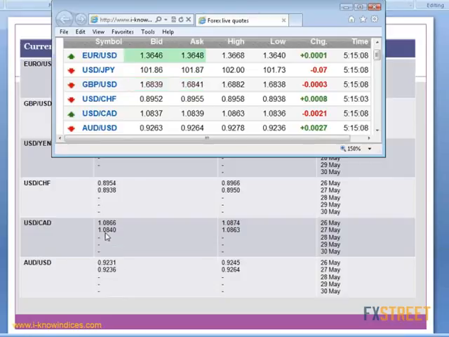Then we come across the Canadian dollar, where 1.0840 was the initial low. They just breached the low. 1.0836 has become the low and is holding below that.